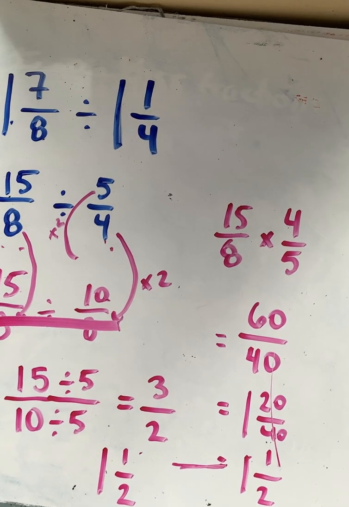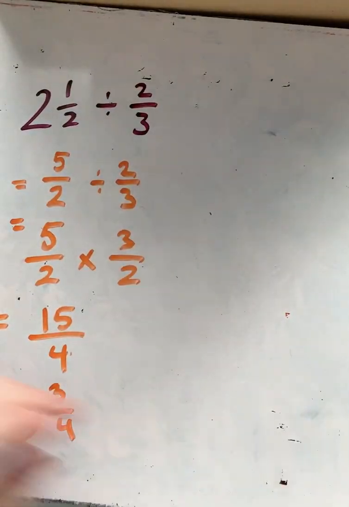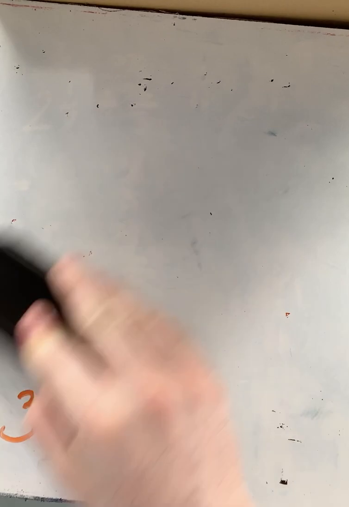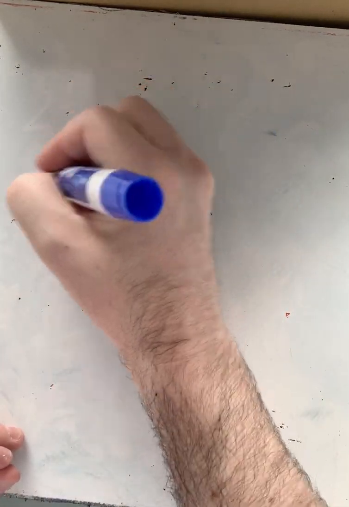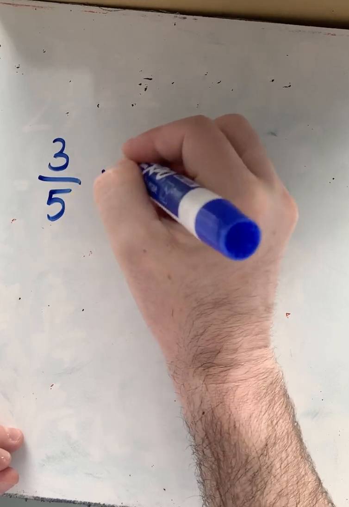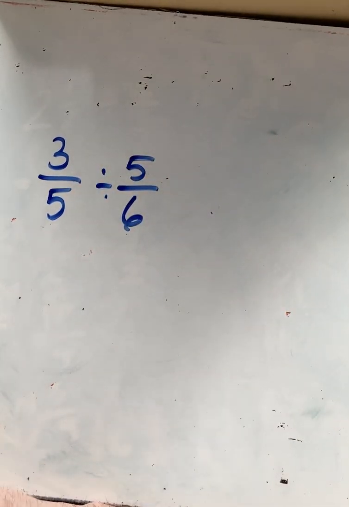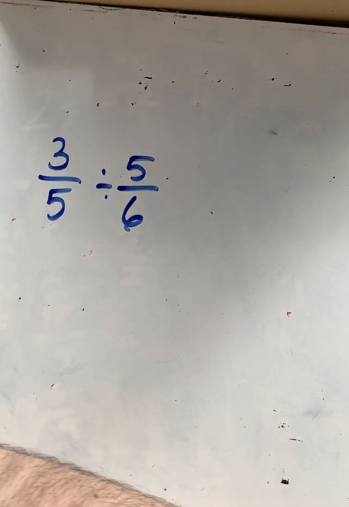So let's just do one on your own. I'm just going to erase this quickly. And I'd like you to try this one for me. Let's try 3/5 divided by 5/6. Okay, so take a pause, and I'd like you to go and try to complete this on your own.